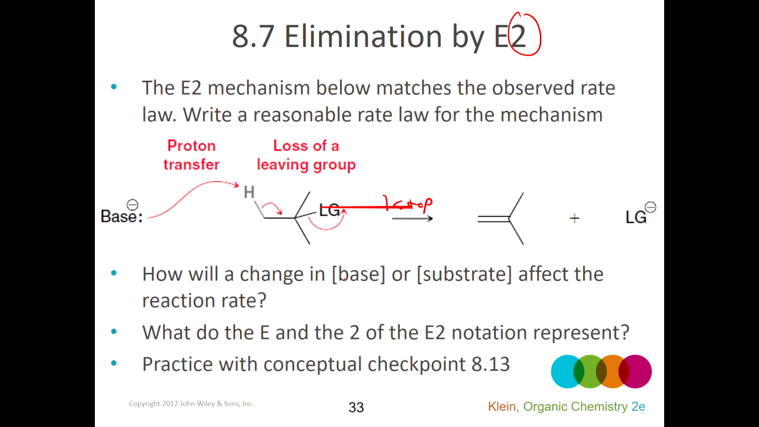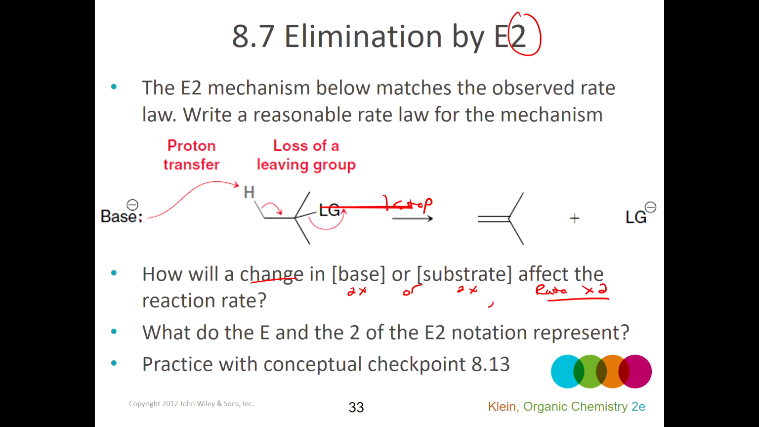So how will a change in the concentration of base or substrate affect the reaction rate? It depends on the change, but if I were to double the concentration of either one of these, that would cause the rate to double.